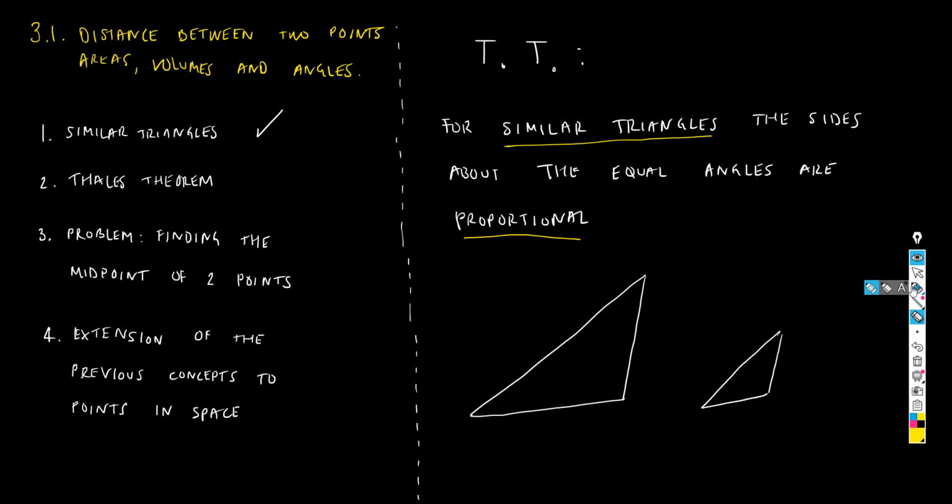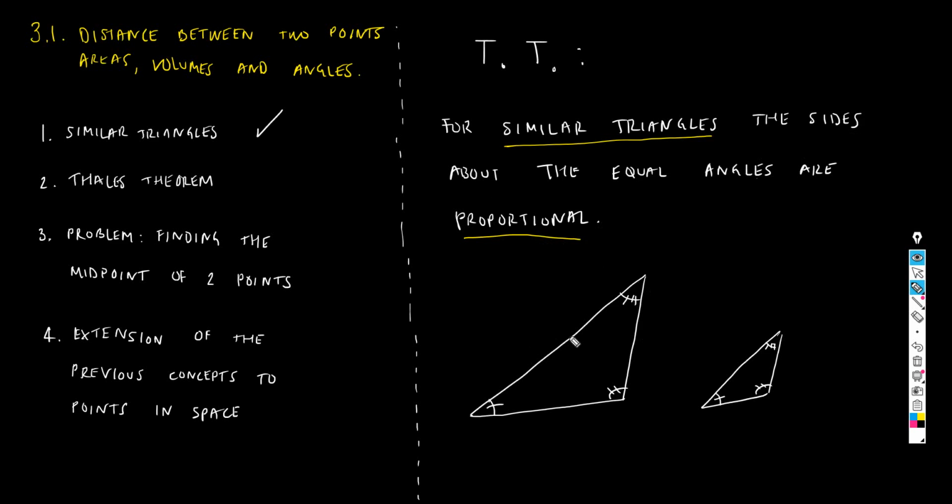Okay, so let's go back. We have two similar triangles by hypothesis, and so that means that all the angles are equal, angle 1 and angle 1 equal, angle 2 and angle 2 equal, and angle 3 and angle 3 are equal. Perfect. So we have two similar triangles. Then what this theorem tells me, a very important theorem in classical geometry, is that the sides about the equal angles are proportional.